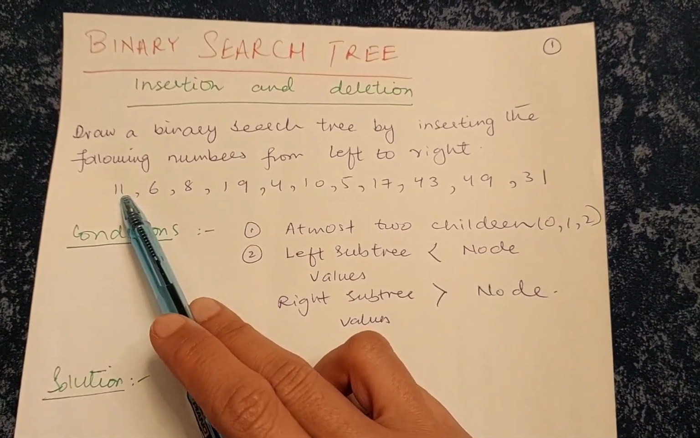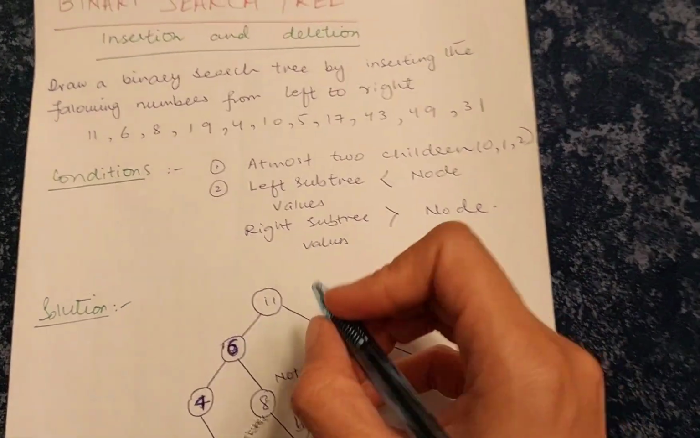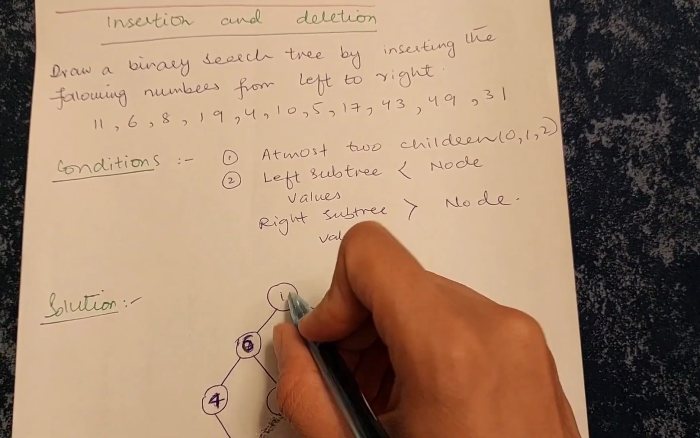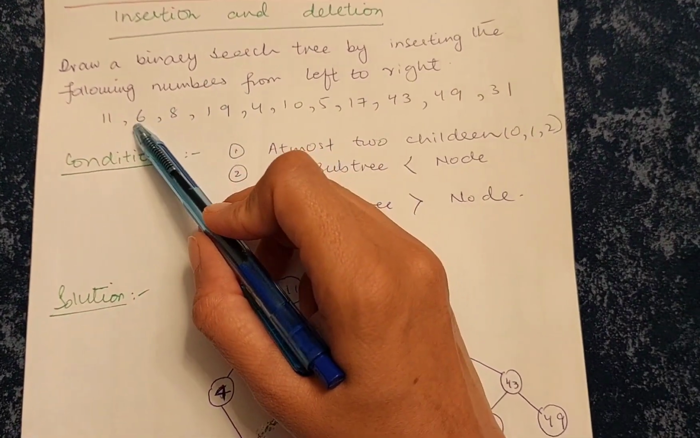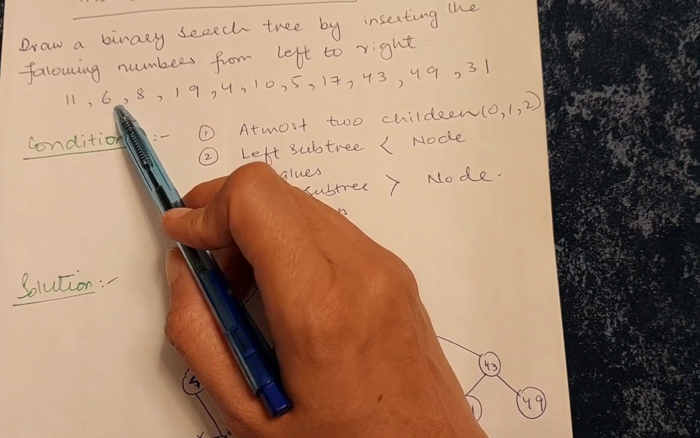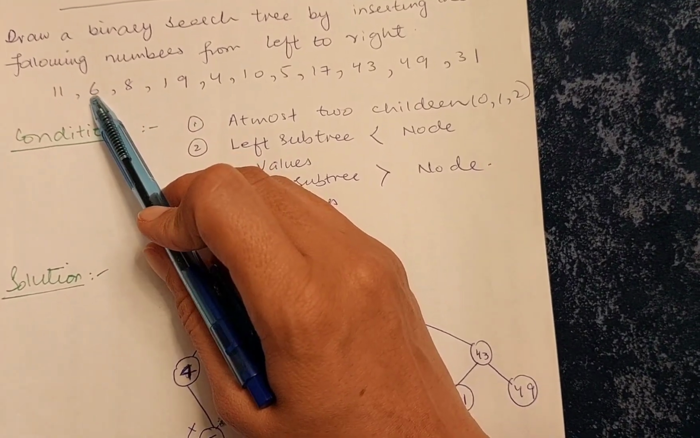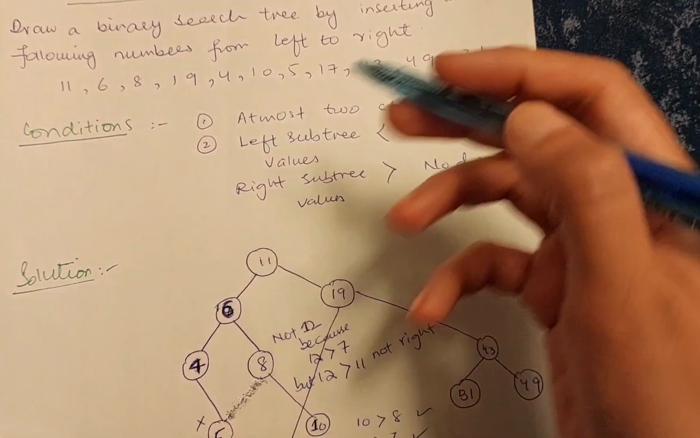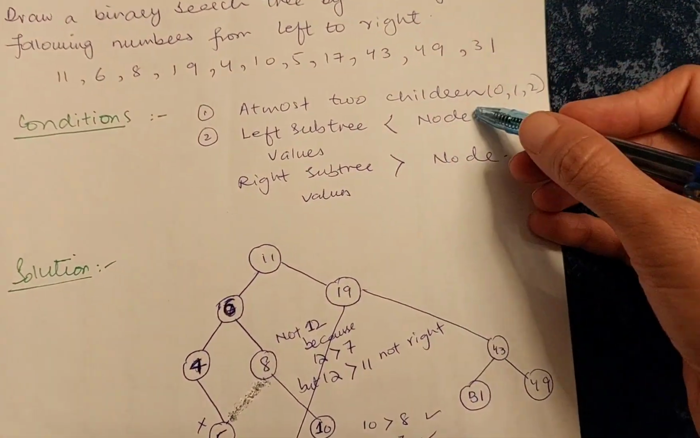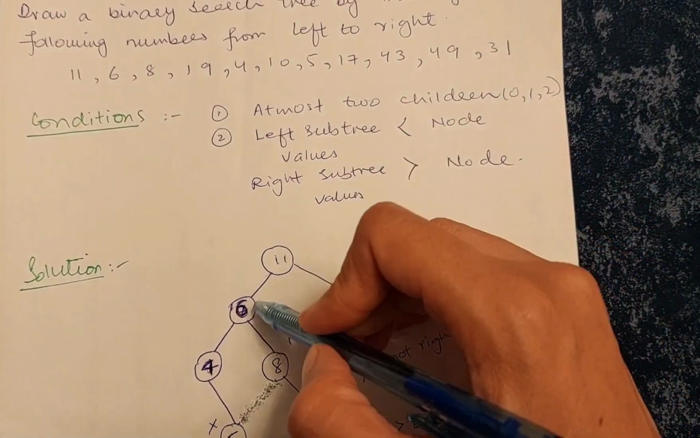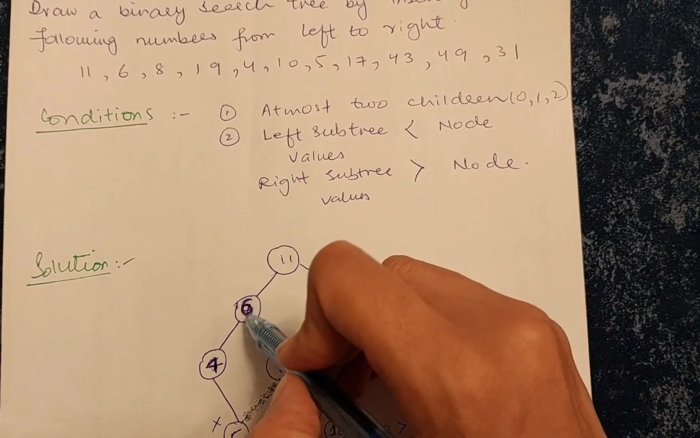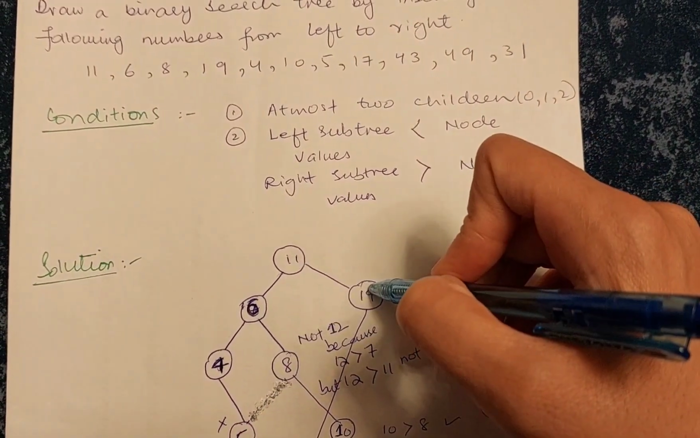First of all, we are starting from the left hand side, so we will put this 11 on the top as the root node. Now I'm going to insert the 6. Is 6 greater than 11, or is 6 smaller than 11? Of course 6 is smaller than 11. It means that it will go as my left subtree. So now you understand this condition: 6 is smaller than this node, so I put it onto the left subtree. I do not put it onto the right subtree.